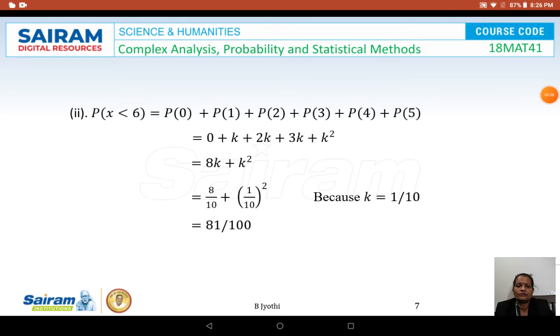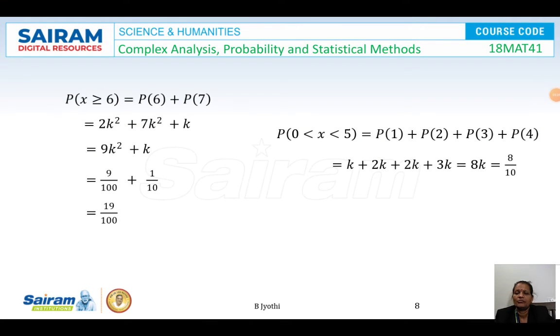Next value, P of x greater than or equal to 6 gives us P of 6 plus P of 7, which gives us 9 by 100 plus 1 by 10, that is 19 by 100. Next, P of x varying between 0 and 5 gives us k plus 2k plus 2k plus 3k, which is 8k, which is 8 by 10.